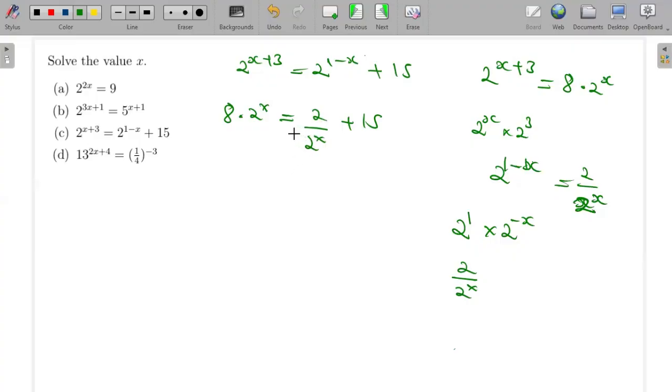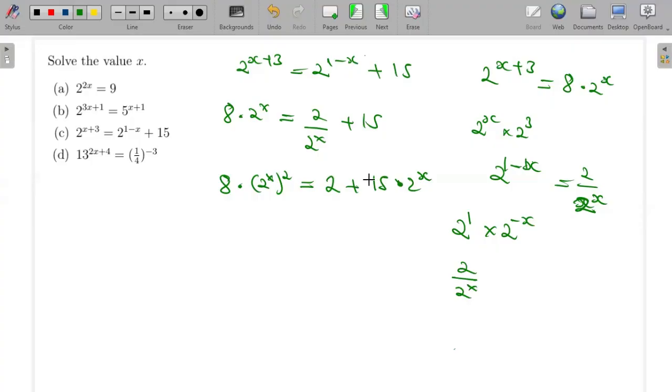So getting rid of that fraction, I multiply by 2 to the power x on both sides. Then I'm going to get 8 multiplied by 2 to the x, squared, since I'm multiplying it on both sides. And when I multiply, it's going to cancel out such that I have 2 there. Then the 15 is going to be multiplied by 2 to the x. So this is what I'm going to get.